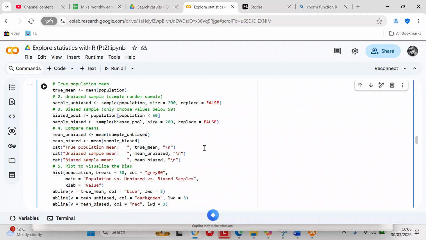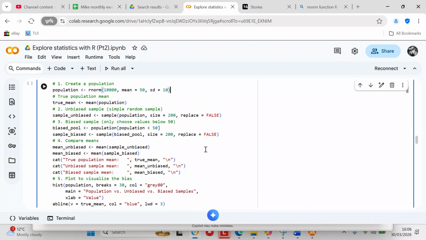And then you're going to have an unbiased sample. So this is a simple random sample. So sample unbiased becomes sample, brackets, population, comma, size equals 200, comma, replace equals FALSE. The size means that you're going to sample this population 200 times, whereas the size of the population is 10,000. And it's going to be without replacement. So when you take the sample, you don't replace it.